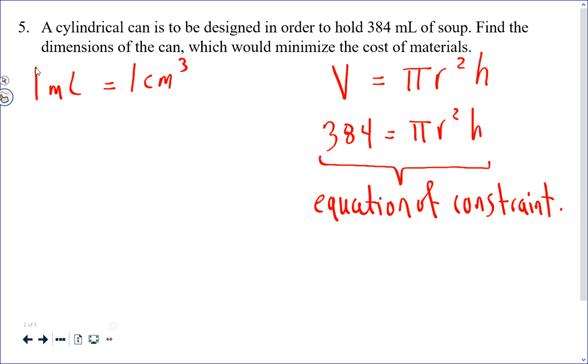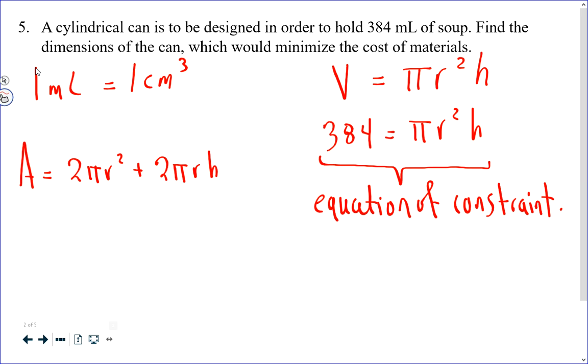Now, what is it we're asked to minimize? We're asked to minimize the cost of materials. And the cost of materials is directly related to the surface area of the can. So the area of a cylinder, top and bottom, is 2 pi r squared, plus the area of the side turns out to be 2 pi r h. And that's a formula for the area that we want to optimize.